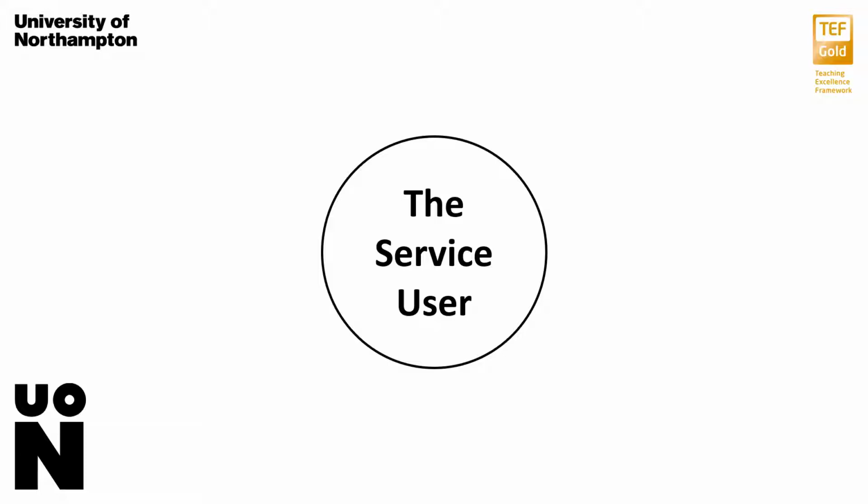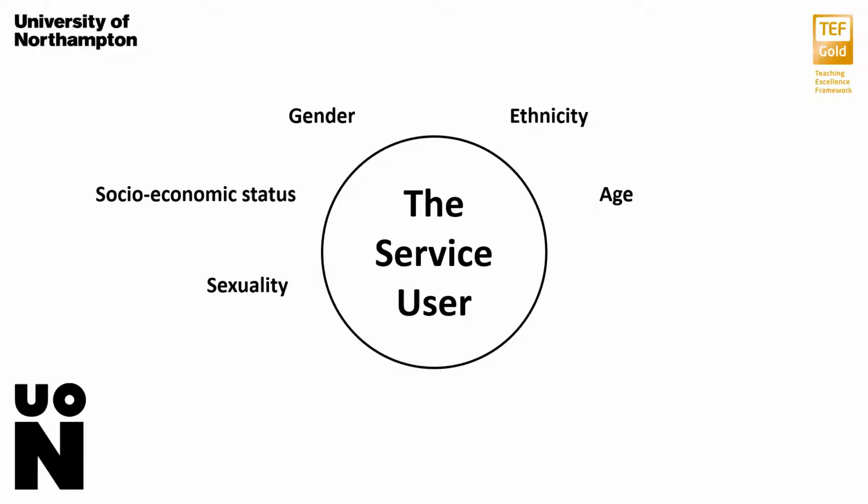And that position is affected by things like their gender, but also their ethnicity, their socio-economic status, their age, their sexuality, their ability or disabilities, their culture, their religion, and generally speaking the amount of social capital that a service user brings to confront the issues that lead to them needing social work services in the first place.